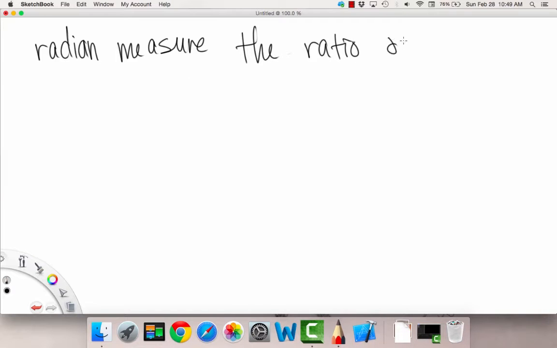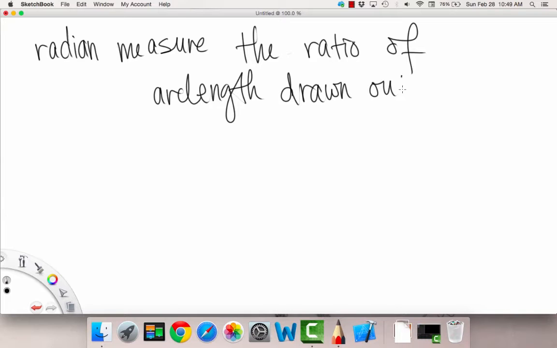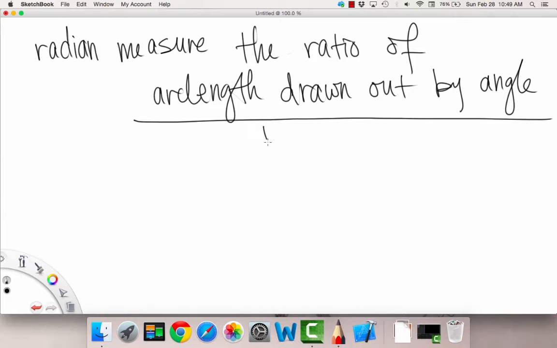Let me write this out. So radians measure the ratio of, and I'll write it out for you guys, the ratio of arc length drawn out by an angle, okay? And then over, so the ratio of that to the radius of whatever circle you're dealing with. Radius of circle, okay?